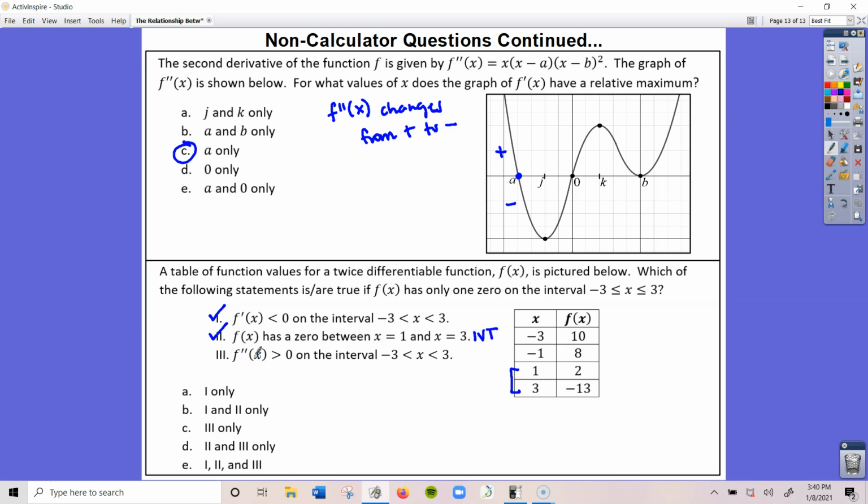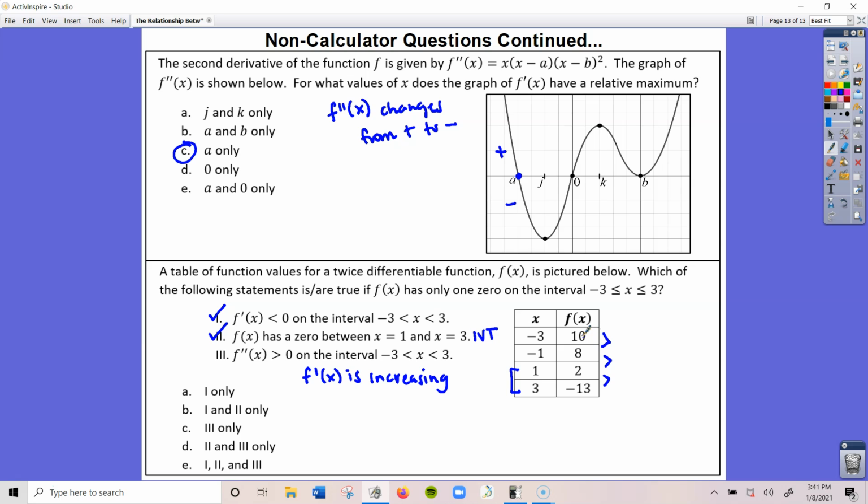And finally here, f double prime of x is greater than 0 on the interval -3 to 3. So if f double prime is greater than 0, that means that f prime of x would be increasing. And I'm using f prime because f double prime of x is greater than 0 says that my function is concave up. And without a graph, it's kind of hard to tell whether my function is concave up or not. But if I could find the rate of change here between these y values, then that's going to tell me whether my f prime is increasing or decreasing.